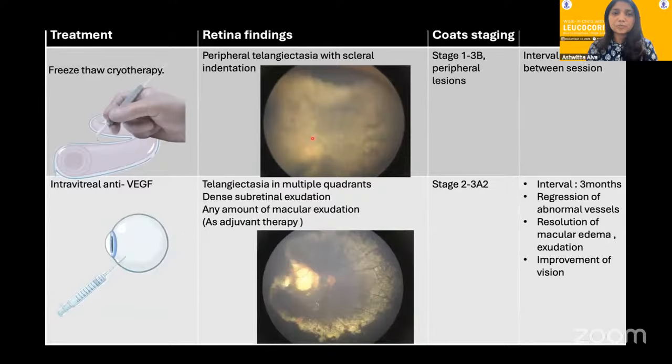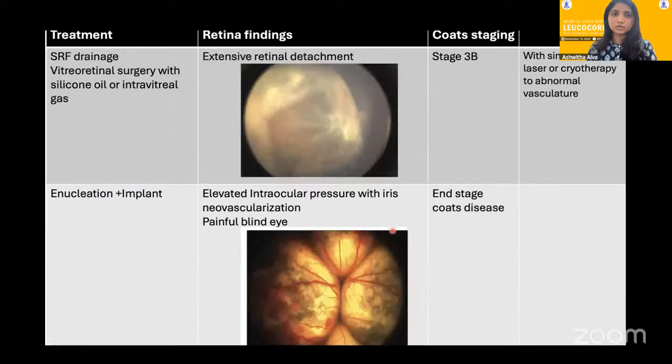In patients who have peripheral retinal telangiectasia, especially with vessels over the subretinal fluid or subtotal retinal detachment, freeze-thaw cryotherapy with scleral indentation is preferred at an interval of 4 to 6 weeks. Intravitreal anti-VEGF injection is given as an adjuvant therapy to the above management protocols, where telangiectasia is seen in multiple quadrants, there is dense subretinal exudation, or any amount of macular exudation is seen. This is usually given at an interval of 3 months, and we subsequently see regression of abnormal vessels, resolution of the macular edema, and improvement of the vision.